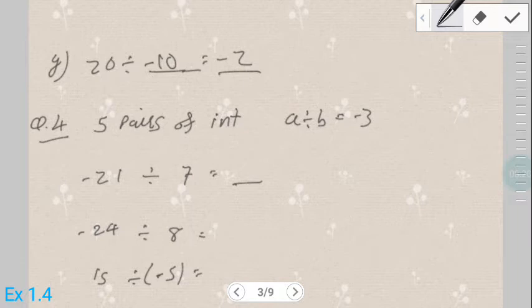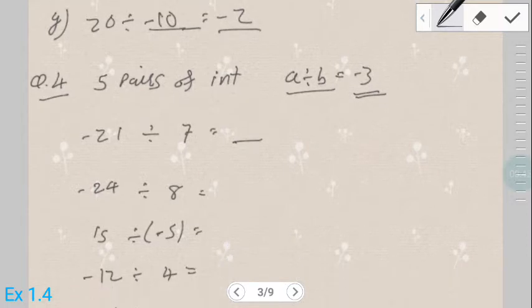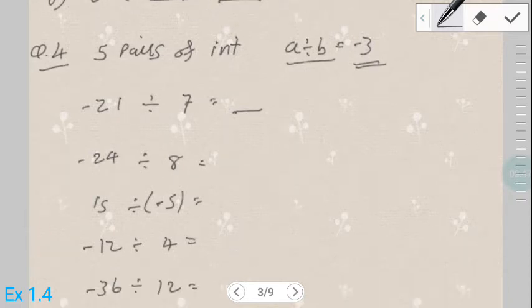In question 4, 5 pairs of integers a divided by b is equal to minus 3. That means here is the requirement of 5 pairs of integer numbers, in division form, and the answer must be minus 3. So simply I can write here the numbers whose answer is 3. So 21 divided by 7, so I will get 7 3s are 21, but I need minus 3, so I will write here minus 21 or minus 7. Any one number can be minus.